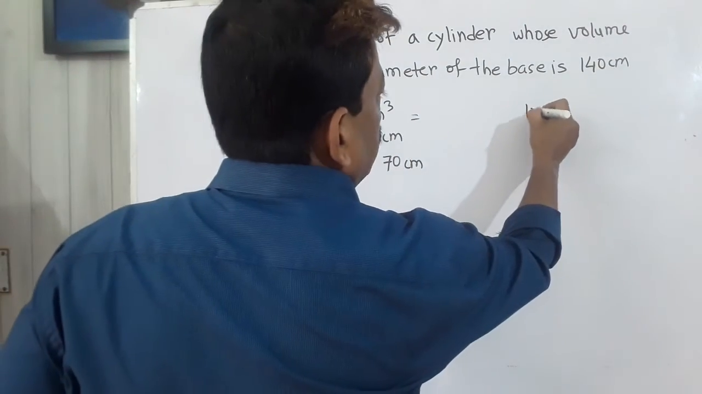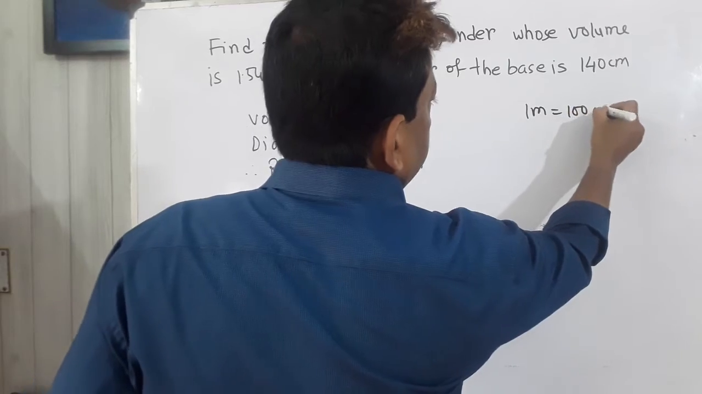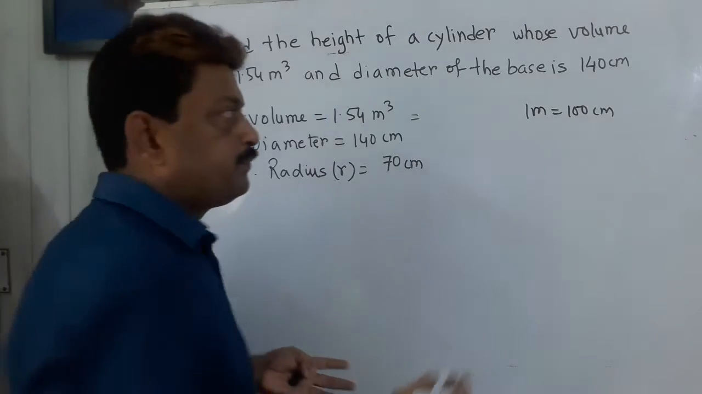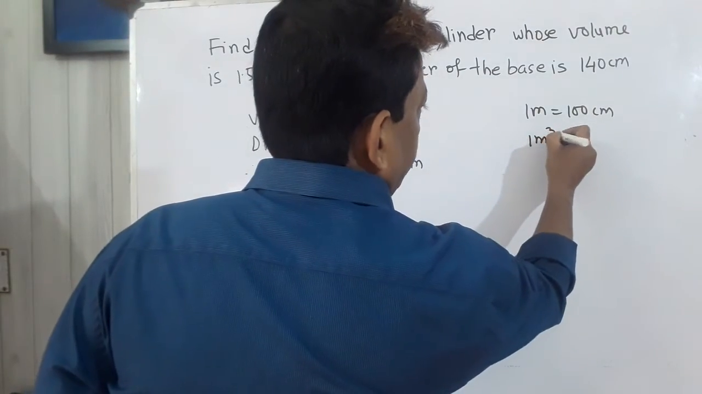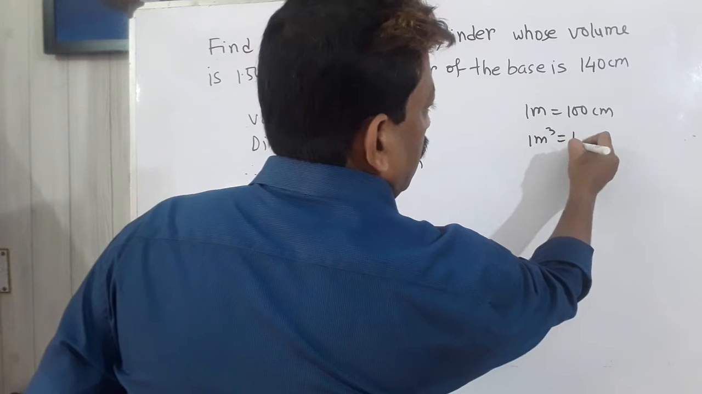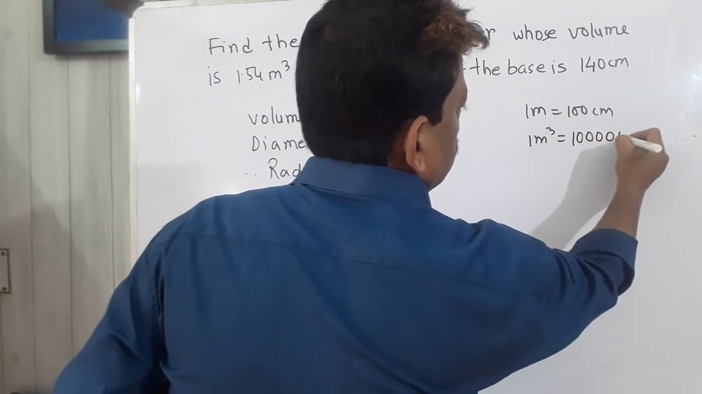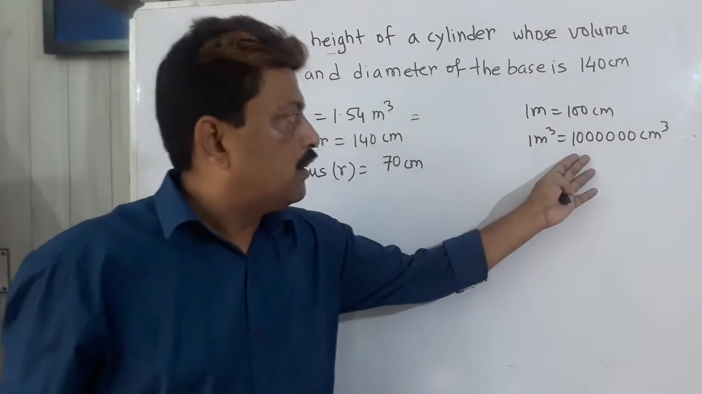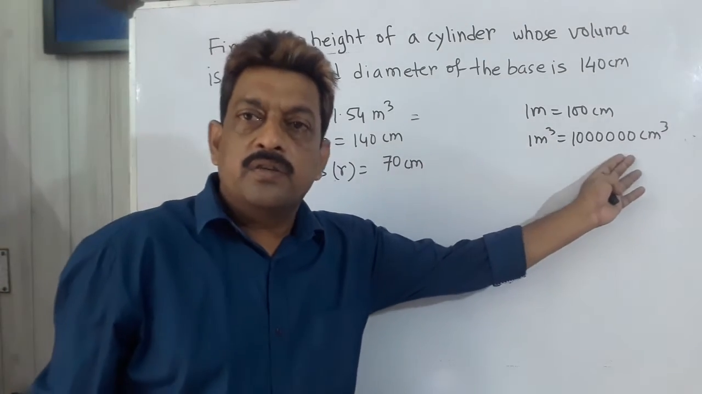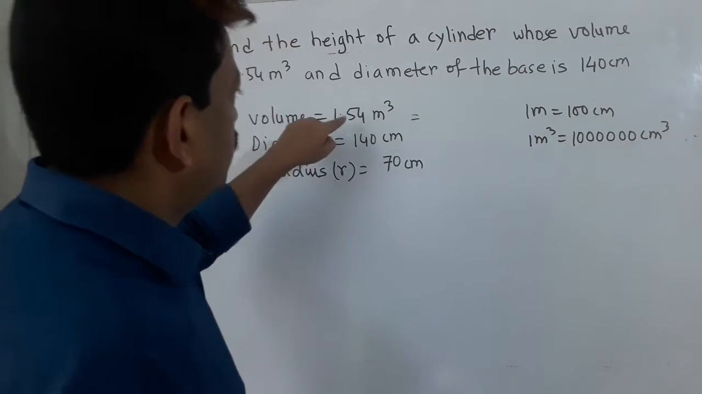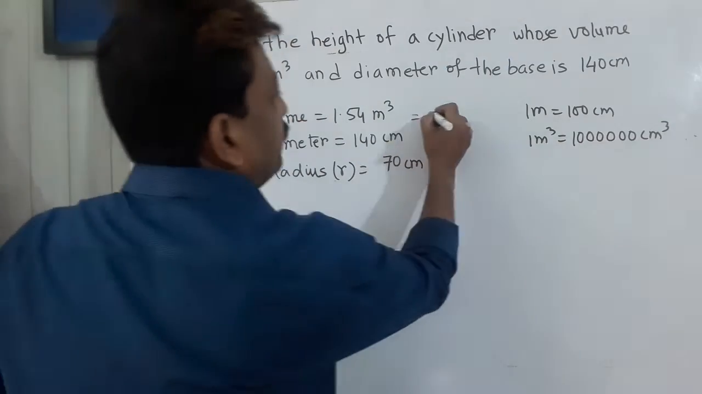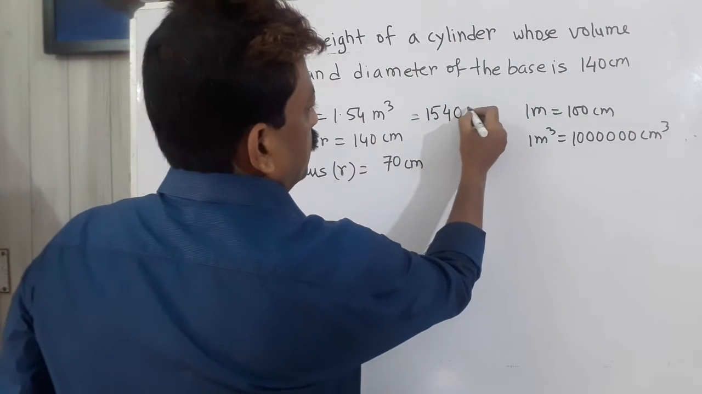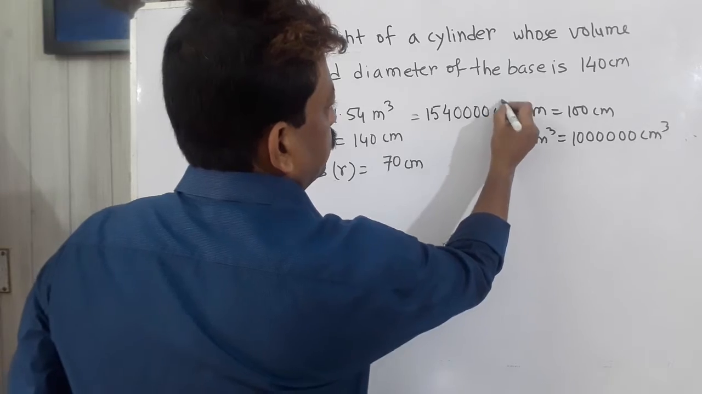Now we all know that 1 meter is 100 centimeter. So 1 meter cube is 100 centimeter cube, means there will be 6 zeros. So 1 meter cube is 1 followed by 6 zeros, centimeter cube. So here 1.54 will become 154, 2 zeros are already there, so 1, 2, 3, 4 zeros, centimeter cube. Okay.